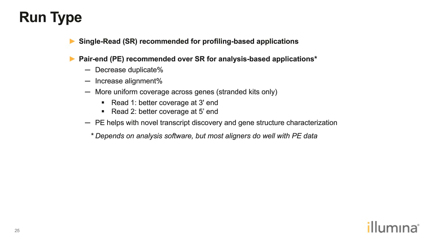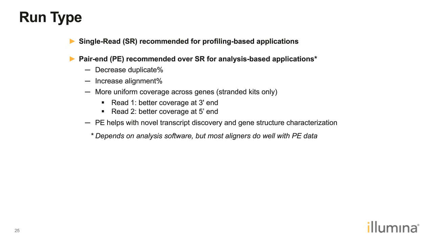In terms of run type, we often recommend a single read for profiling-based applications and pair-end for analysis-based applications because we know that pair-end reads will decrease duplicate percentage, increase alignment percentage, and give us more uniform coverage across genes. Because our TruSeq Stranded mRNA and TruSeq Stranded total kits do give us stranded information, we know that read 1 has better coverage at the 3' end, and read 2 has better coverage at the 5' end. So if we go ahead and perform pair-end sequencing, we will be able to get better coverage at both ends.